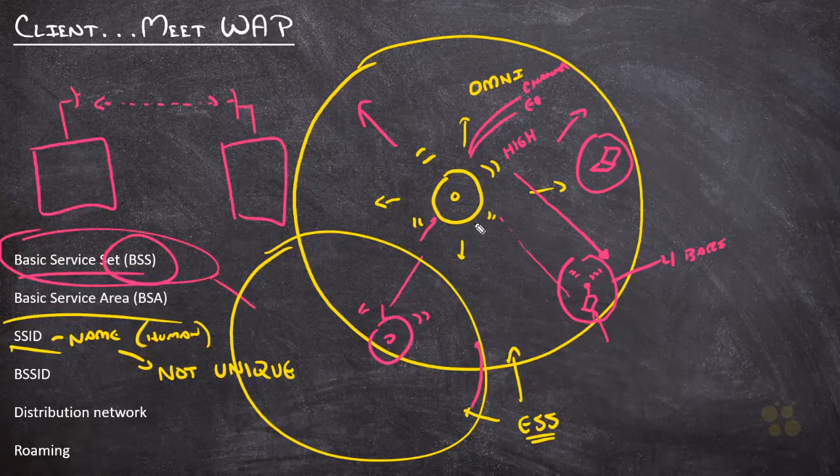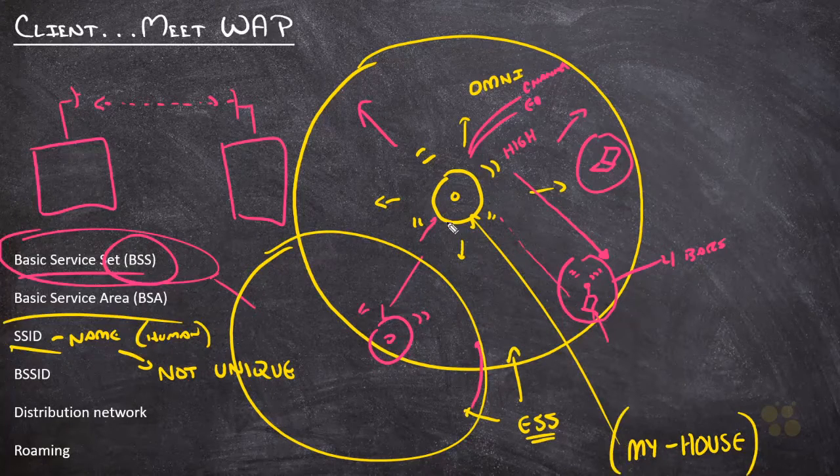So when I come in there, and you guys have done this before, right? You've set up a wireless network and you say, I want to name this My House. Isn't that a song? My house, come to my... I don't know. It's always at baseball games. So My House is the name of the SSID. Both of these will be broadcasting that same name.